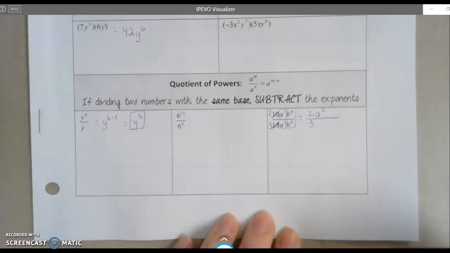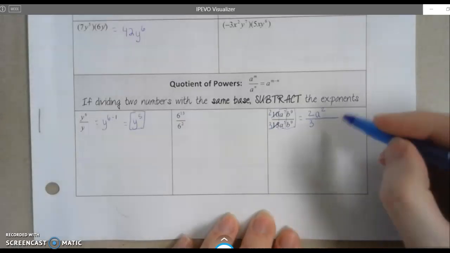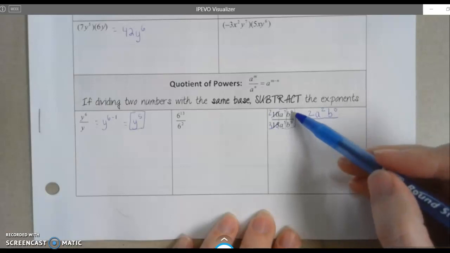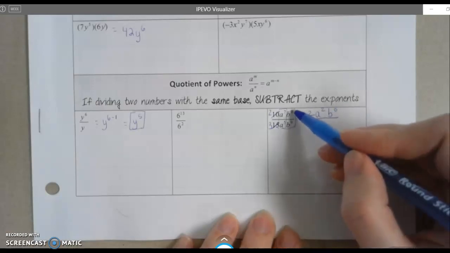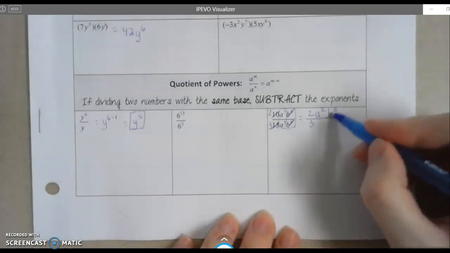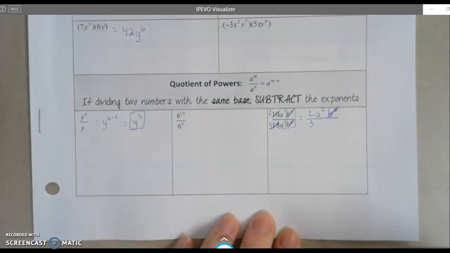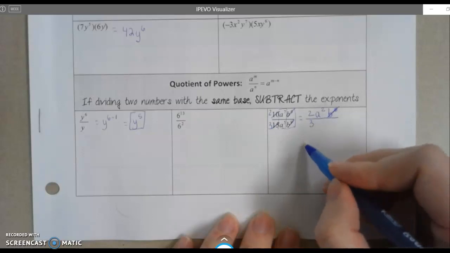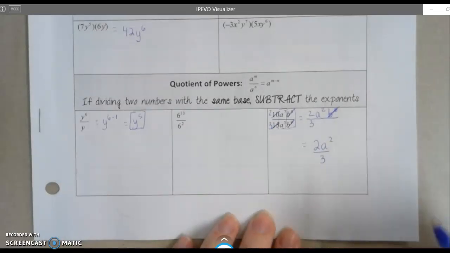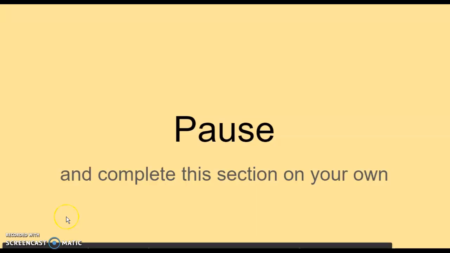B to the 9th over b to the 9th gives you the same as b to the 0th. Or you would notice that anything divided by itself equals the number 1. So we can cross those out, and we can cross b to the 0th out because it equals the number 1. So our final answer is 2a squared over 3. Go ahead now and complete the middle problem on your own.